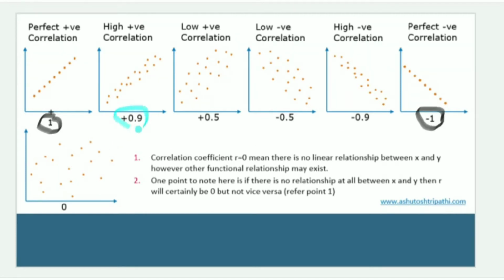If it is from 0.5 or -0.5 to 0.9 or -0.9, it has a high correlation. And if we have 0.1 or -0.1 to 0.5 or -0.5, it has a low correlation. Then if it is 0, there is no relationship between the two variables. Okay? So that is correlation.